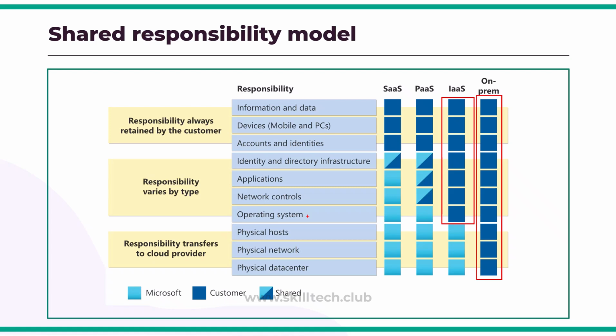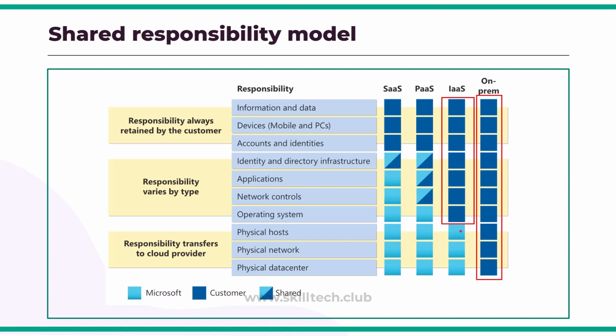Even the operating system is also going to be under your control. So you can install any applications and software which you need to install and configure inside that operating system. All the layers which appear in this dark blue color are something which you can control. What you cannot control is your physical host, your physical network, and your physical data center. All the physical resources will not be managed by you, they will be managed by Microsoft.